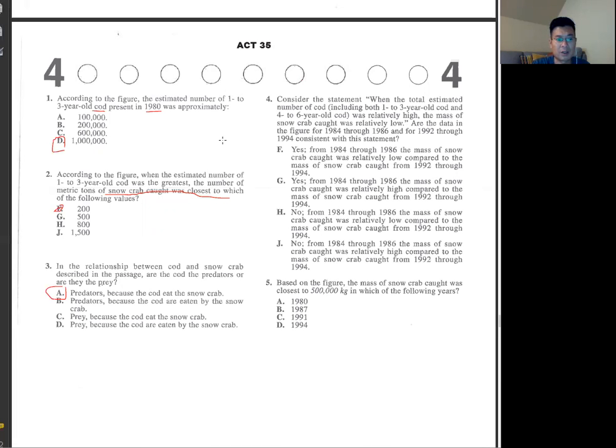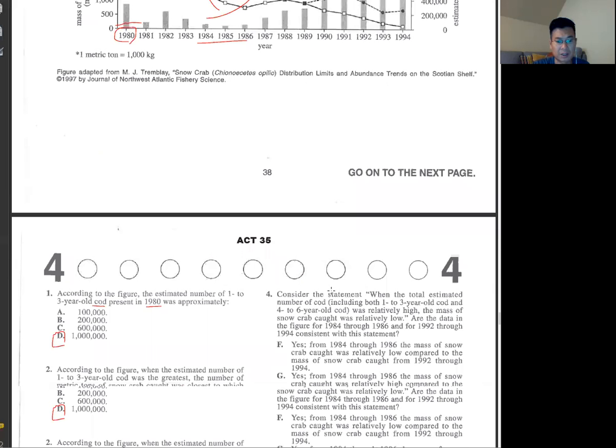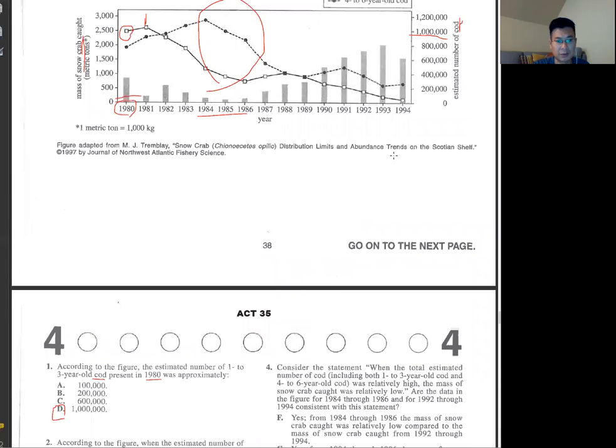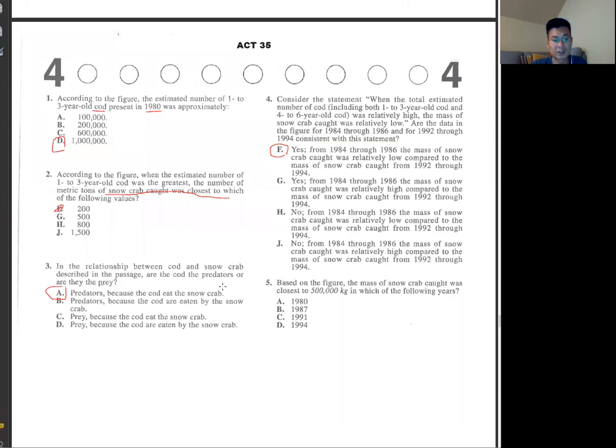So 1994, like here, this one. The cod is a lot and the snow crab is lowest. And then the second part says 1992 to 1994. So this one, snow crab is the most and then cod is the lowest. So it makes sense because it's the opposite. Because of that, it has to be yes. Because the amounts of cod and snow crab are opposite, that's why it's F.